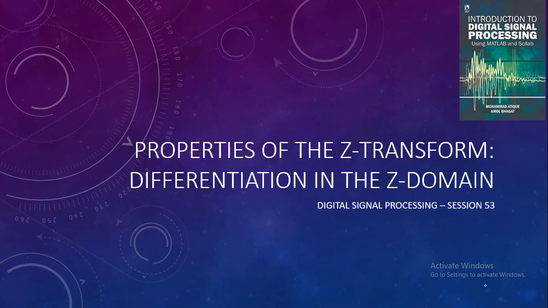In previous sessions, we discussed properties of Z transform. We discussed four properties, that is linearity, time shifting, scaling in the Z domain, and time reversal property. So in today's session, we'll be discussing another property, that is differentiation in the Z domain, and we'll try to solve two examples in this session.